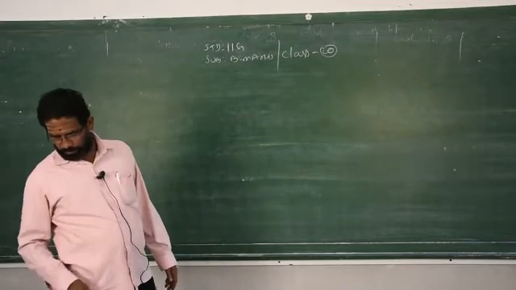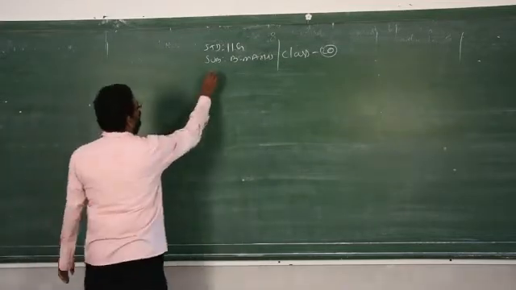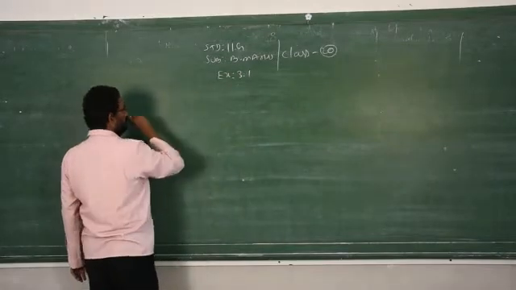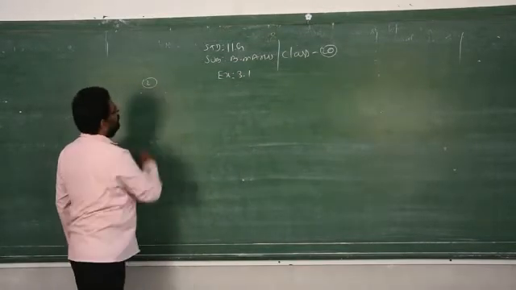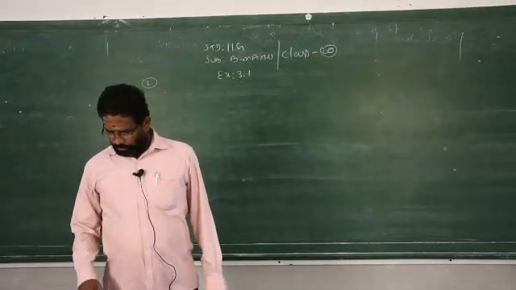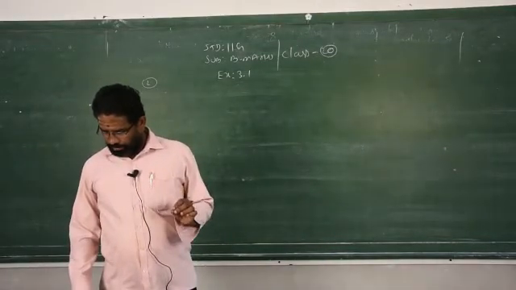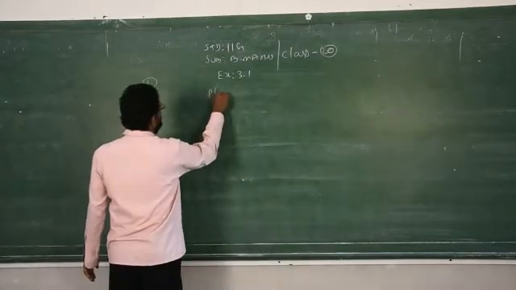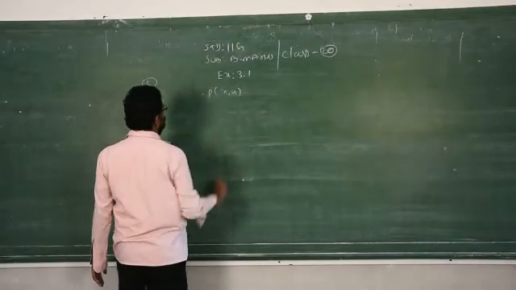Yesterday we did question number 1 of exercise number 3.1. Now we will go to the same exercise number 3.1, but question number 2. So, what is given in question number 2? A point moves so that it is always at a distance of 4 units from the point. So, I take the locus as x comma y.